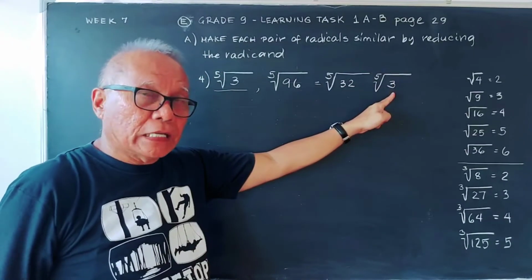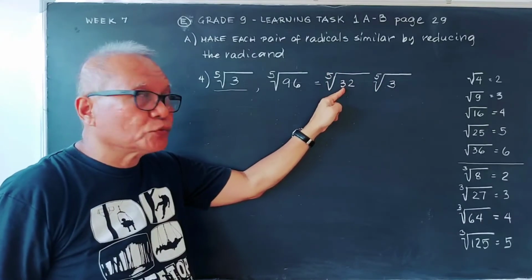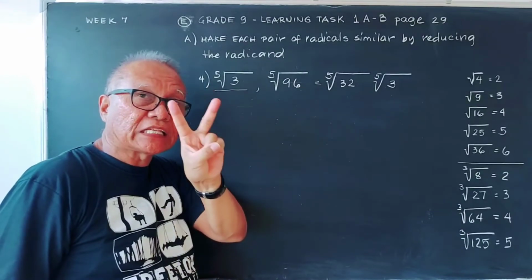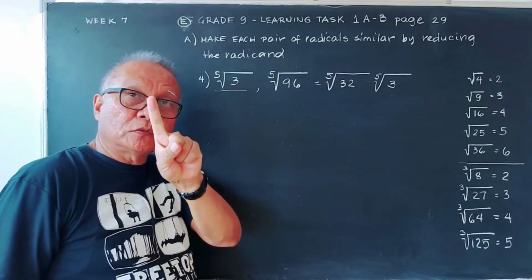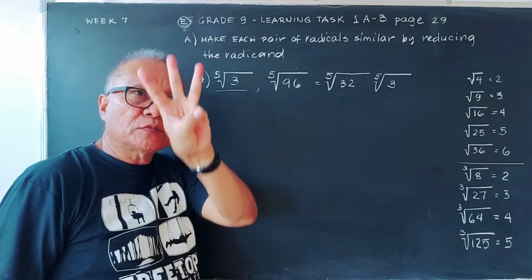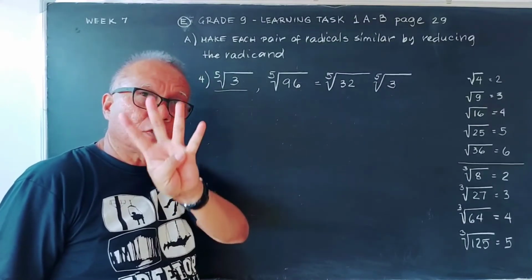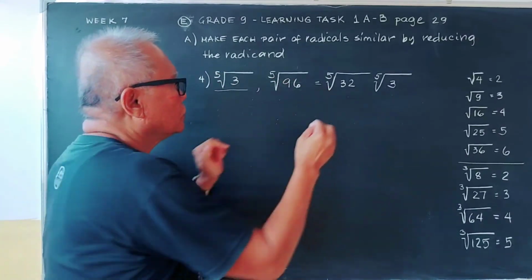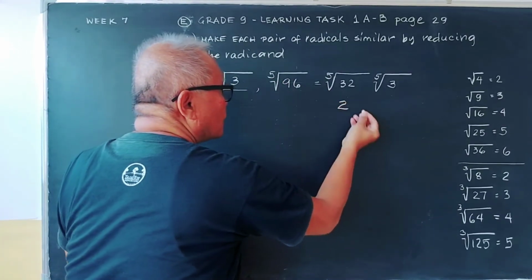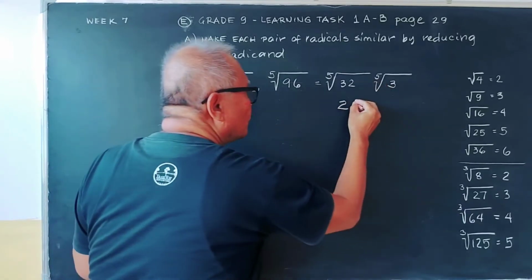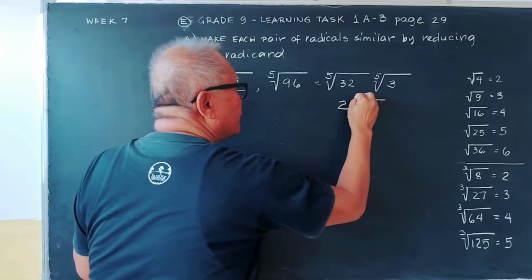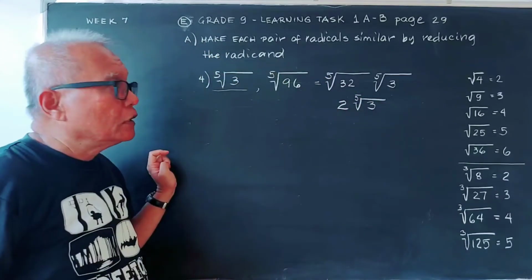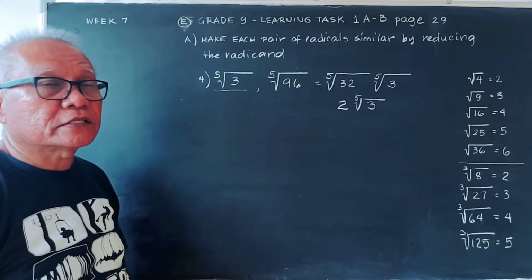5th root of 3, wala. Meron bang 5th root ng 32? Meron. 2. Paano nangyaring 2? O, multiply natin 5 beses yung 2. 2 times 2, 4. Times 2, 8. Times 2, 16. Times 2, 32. So, ito is 2 lang pag kinuha natin ang 5th root. So, ito kopya. Okay. 5th root of 3. So, yun yung 5th root of 96.